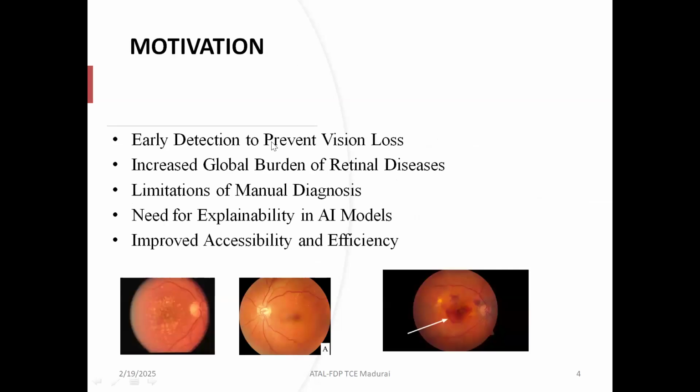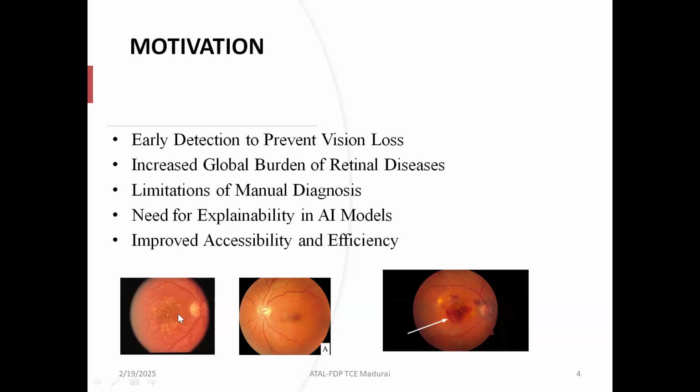So the ultimate motivation is early detection. We need to prevent vision loss and reduce the global burden of retinal diseases. Nowadays, retinal disease is very common. If 10 people are diagnosed, retinal diseases would be there for 6 to 7 of them, so we have to take care much earlier based upon the symptoms. It also needs more explainability in AI models. Nowadays, any deep learning model applied to healthcare would be better off adding this component also, XAI. Okay, so here you can see the three images.